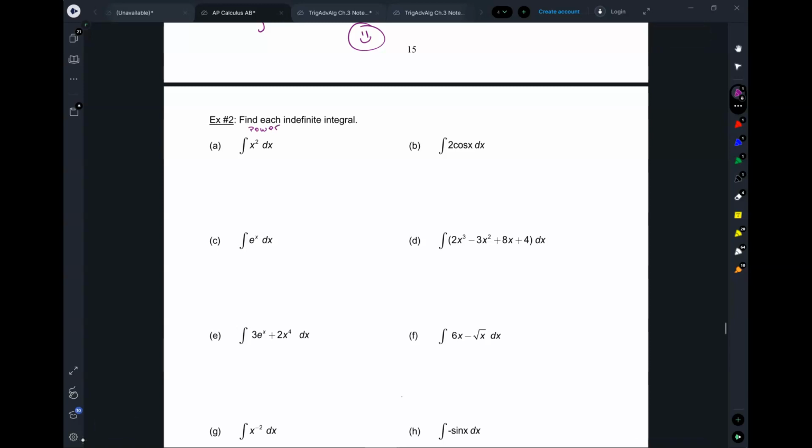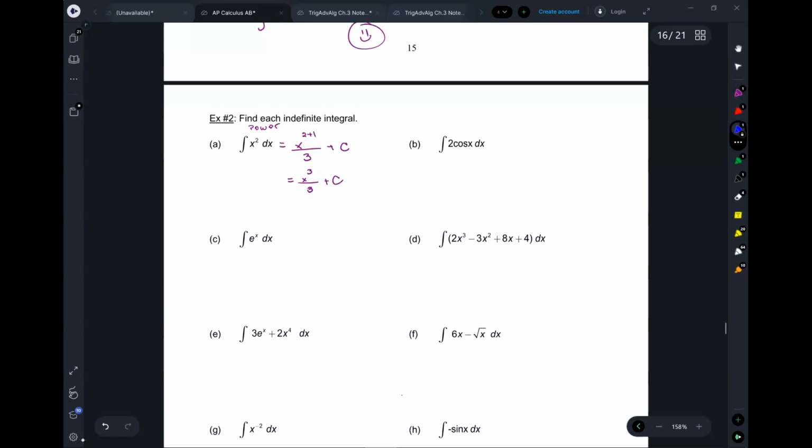So you have something to the power of an exponent. What you do is x to the power of exponent plus 1 over the new exponent plus c. So finally that becomes x to the power of 3 over 3 plus c. Okay, you don't believe me? Let's take a derivative of that. The 3 will come down. You have 3x squared over 3 plus, what's the derivative of c? It's a constant, 0. So that gives you x squared back, right?